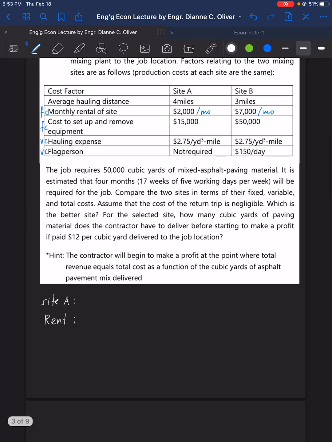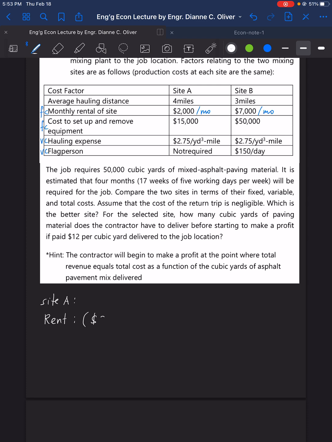Okay. So that means that is $2,000 rather per month. And how many months do we have? So that is 17 weeks. So 1 month has 4 weeks. So that is 17 divided by 4. That will be, so it's already mentioned in the problem, so that is 4 months. Okay. So the total cost there will be 4 times $2,000, that will be equal to $8,000.